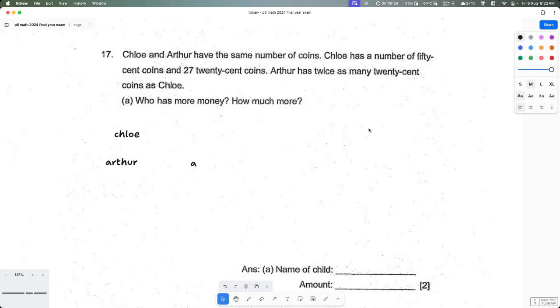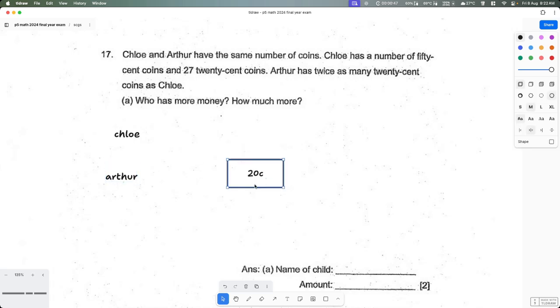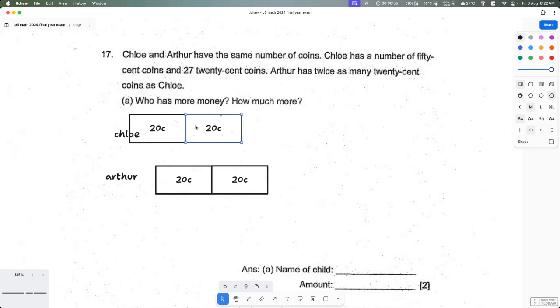So what we're going to do is draw some units over here. Okay, so we have 20-cent coins, right? 20 cents, and then we also have some 20 cents. So who has two times? Arthur. Arthur has two times as many 20 cents as Chloe in this case, right? So I'm going to put it like this. Always something like this, right?